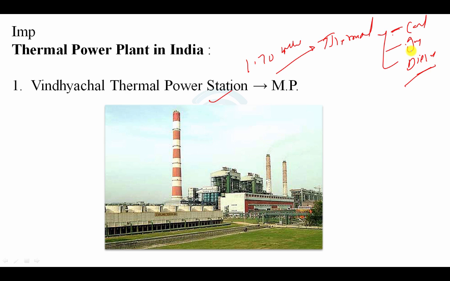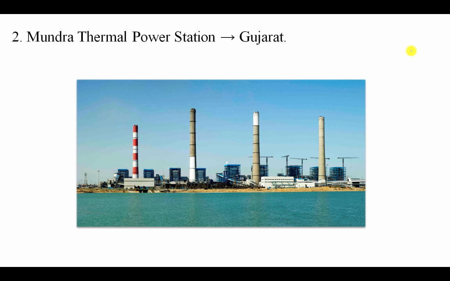The first and largest thermal power plant is the Vindhyachal Thermal Power Station, which is in Madhya Pradesh. Now the Mundra Thermal Power Station is the second largest, and Mundra Ultra is the third largest thermal power plant, and both of these are in Gujarat.